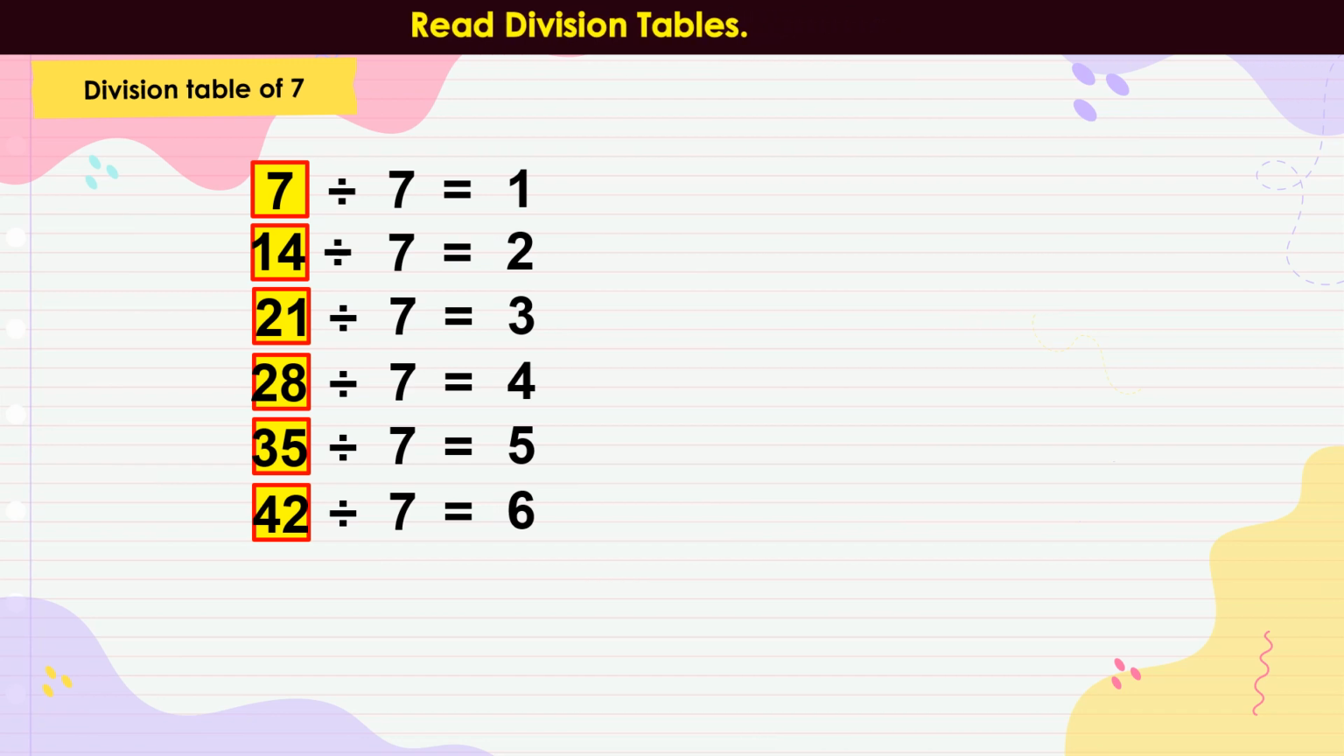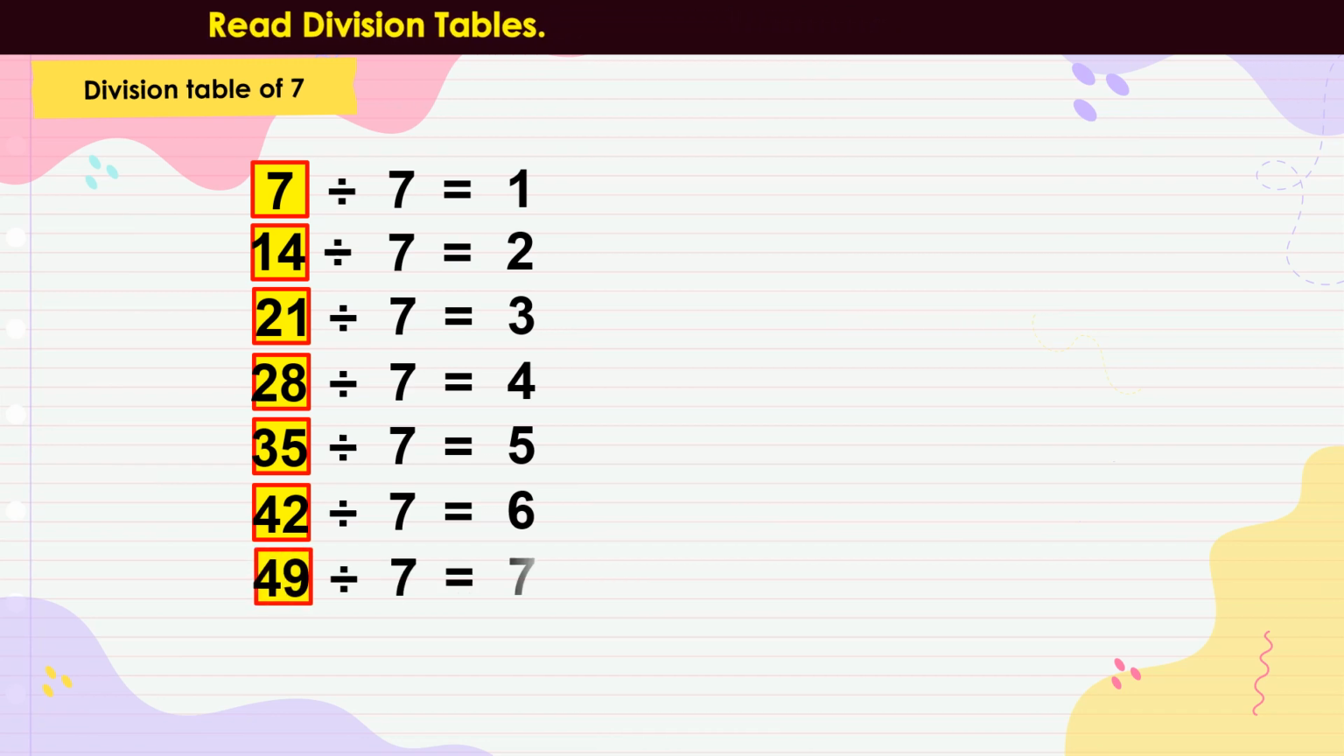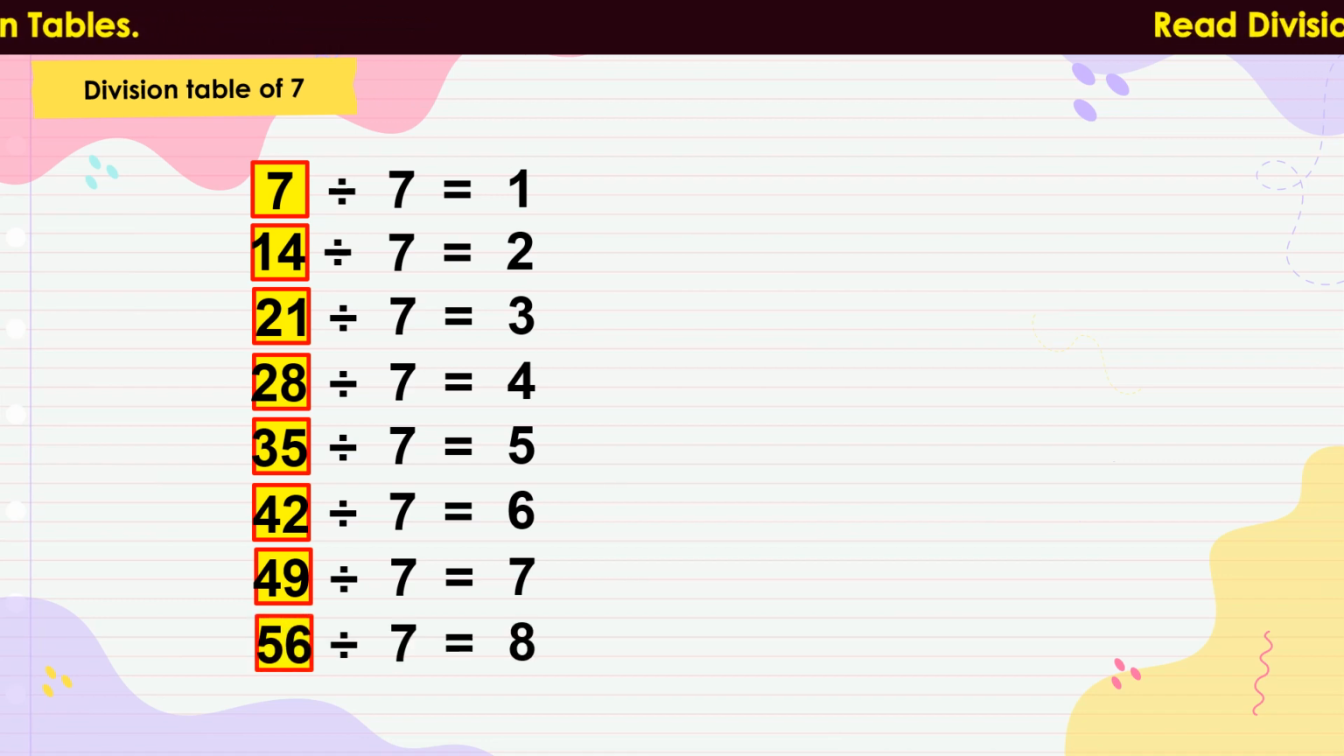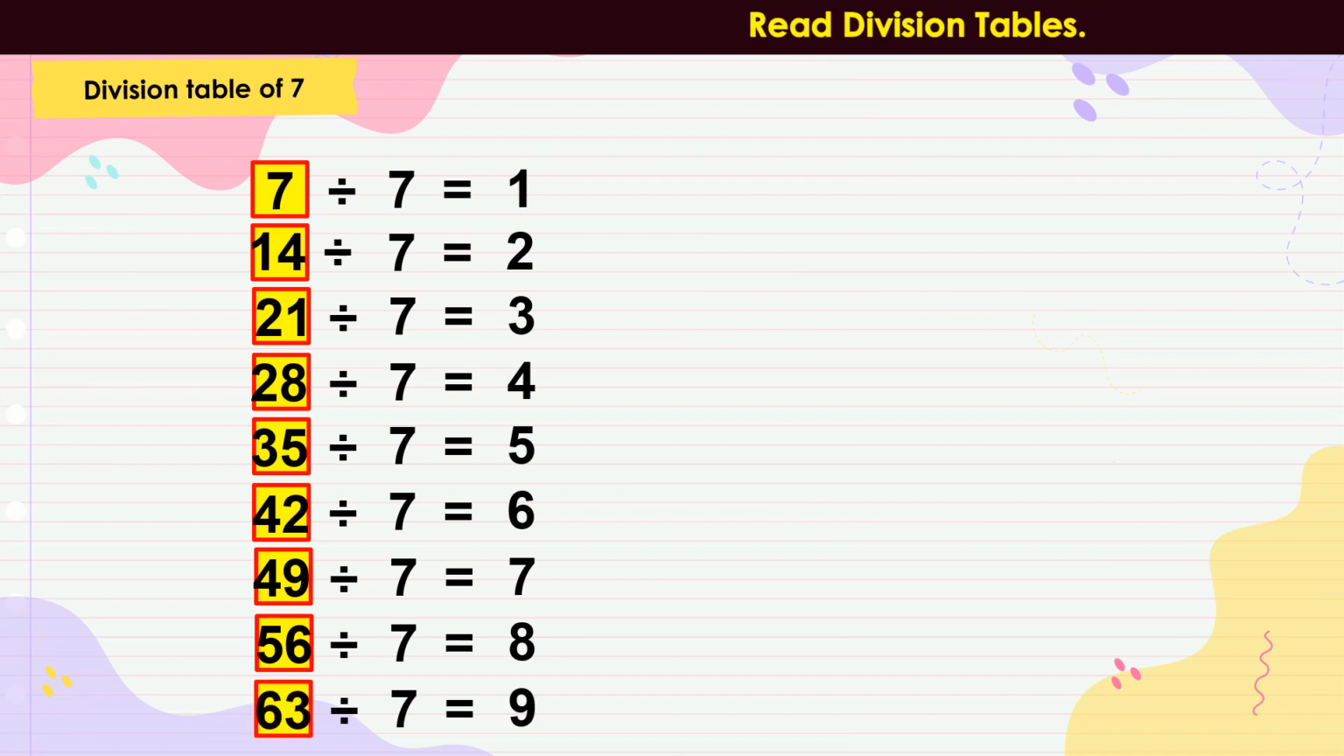42 divided by 7 is equal to 6. 49 divided by 7 is equal to 7. 56 divided by 7 is equal to 8. 63 divided by 7 is equal to 9.